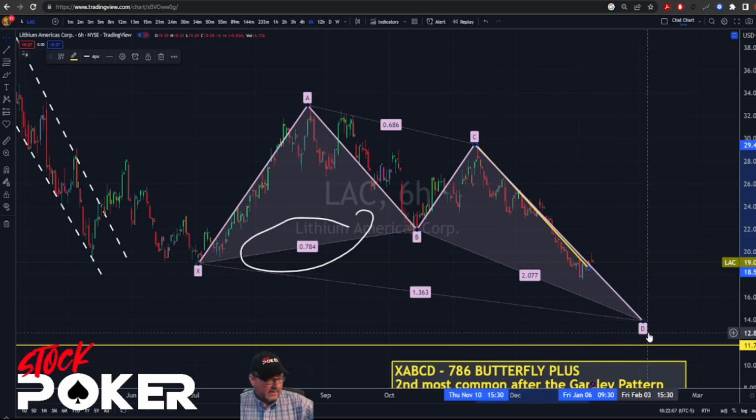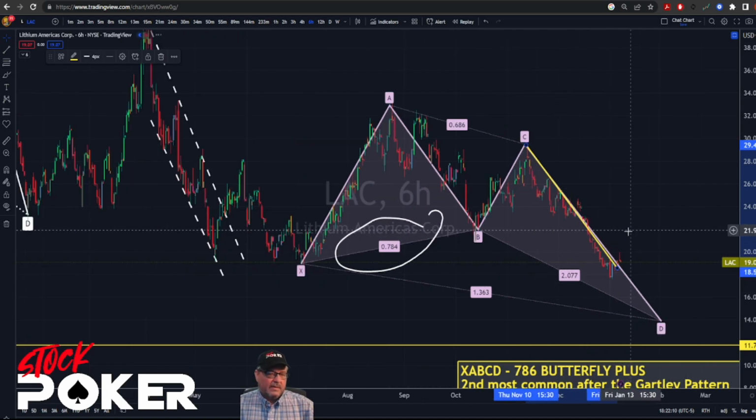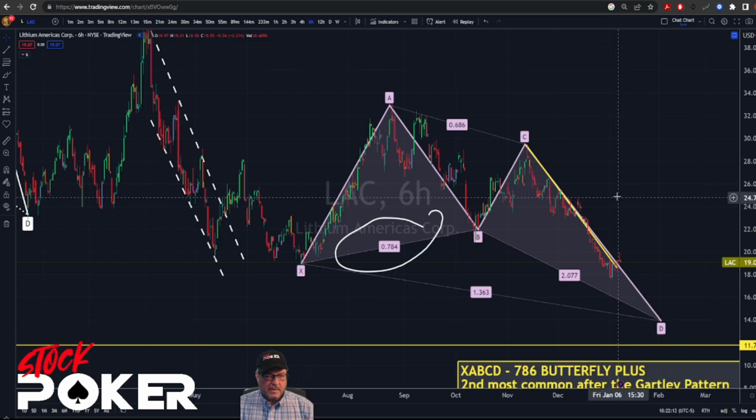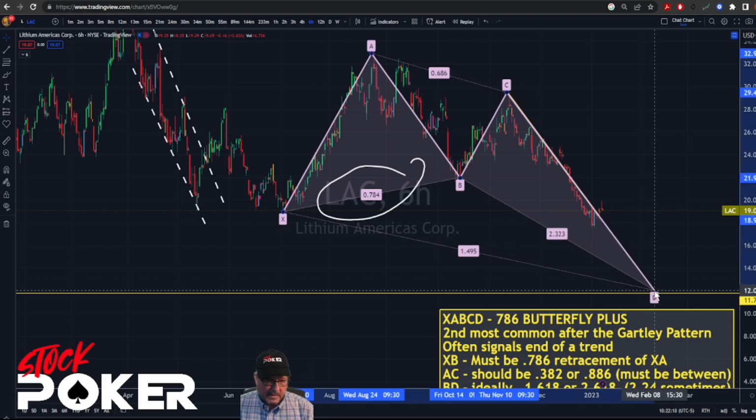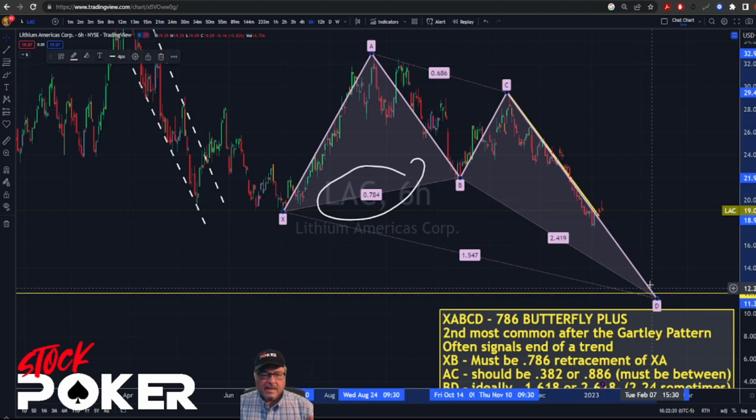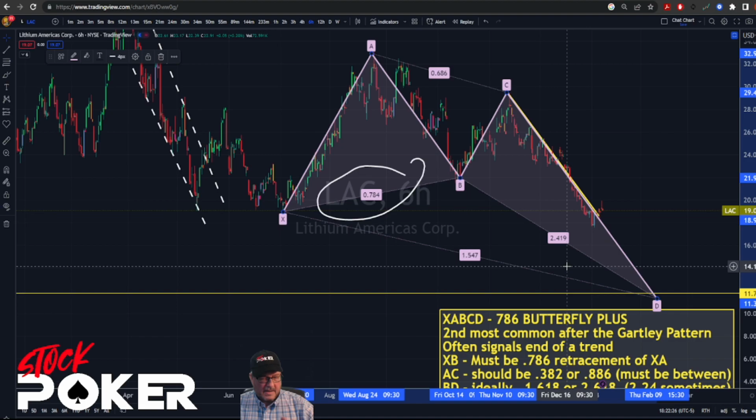I have this still, I think I jiggled it a little bit, but from a past video, we were projecting a possible butterfly all the way down to like $12. Yeah, all the way down to like $12. And I was actually thinking about being a buyer down here, if this potential pattern played out.